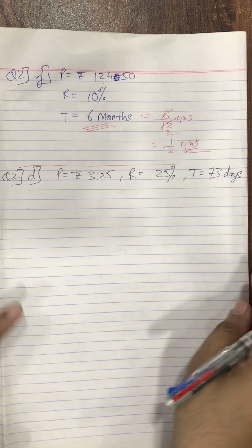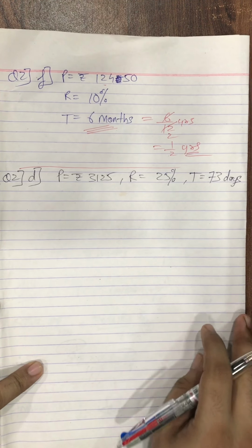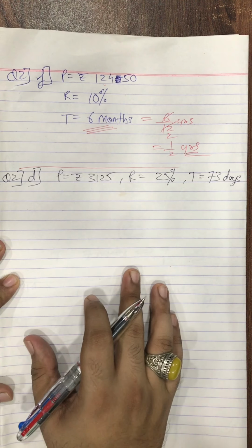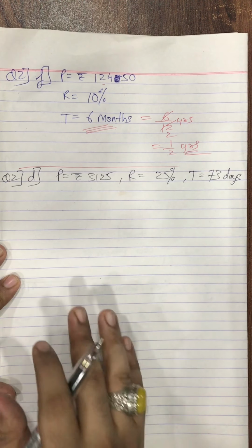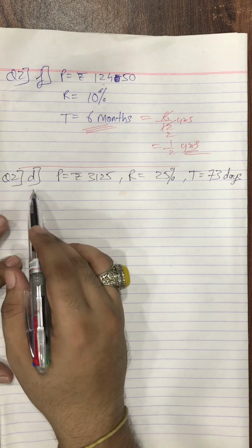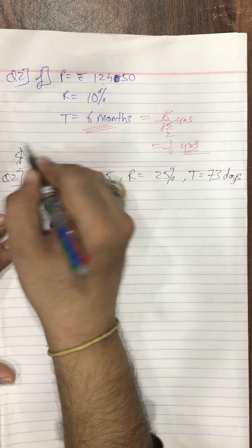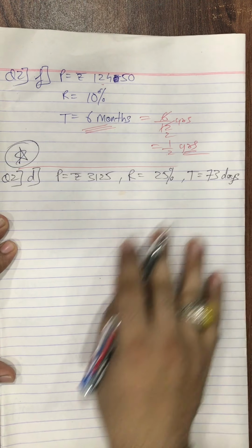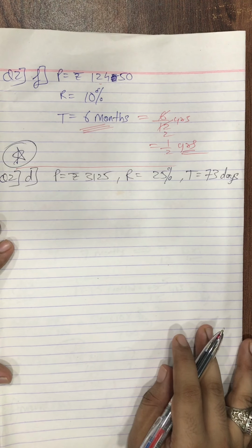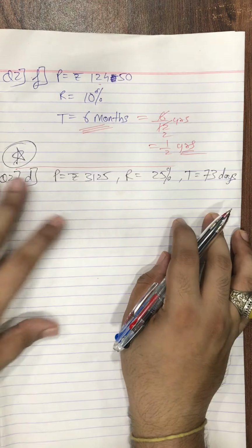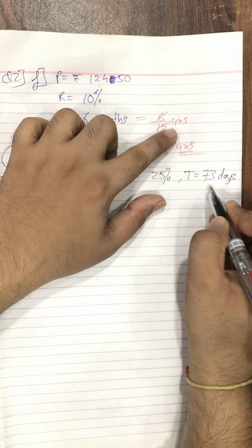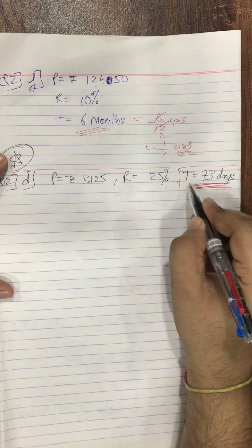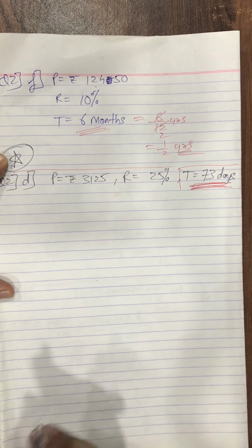Okay, students, now the last question of this topic, or I will say the last question of this exercise. Question number 2, sub question D. I'll mark a star over here. An important question. Why? As I explained, whenever months are given, we need to convert the months into years. But see here, the time is 73 days. The time period is given in days. This is the only change.